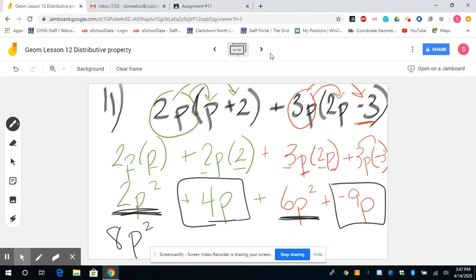And then how many p's do we have? 4. Technically minus 9 because it's a negative would be minus 5p. And we can't combine those because one has an exponent and one doesn't. So they're not like terms. So that is your answer.